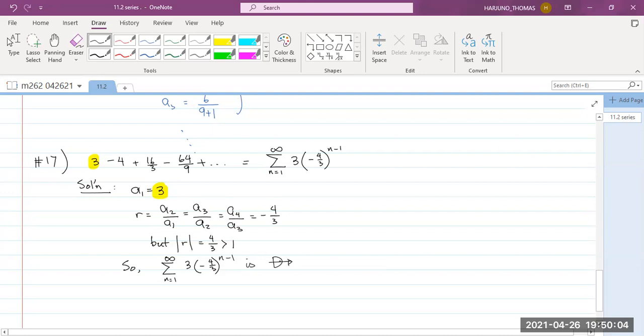Actually, all you need to do is look at the common ratio. If the common ratio has magnitude less than 1, then it will be convergent. If the magnitude of the common ratio is greater than 1, then it will be divergent.